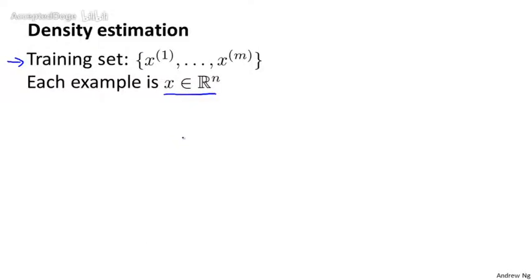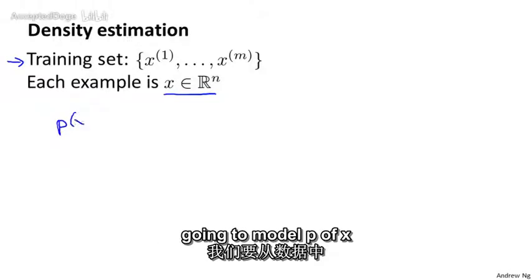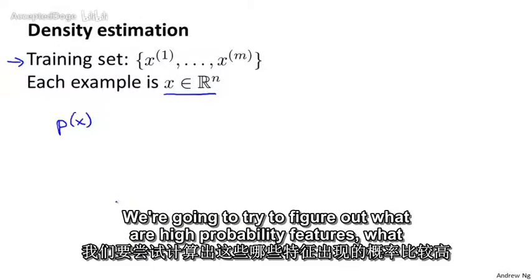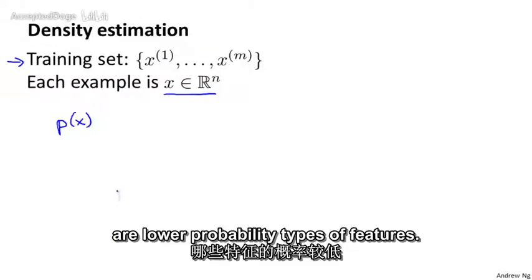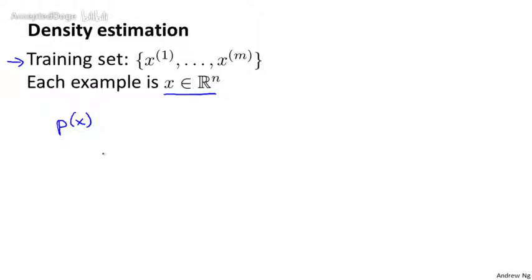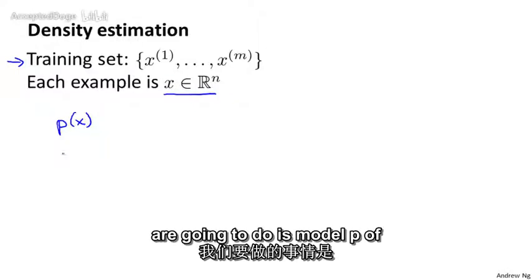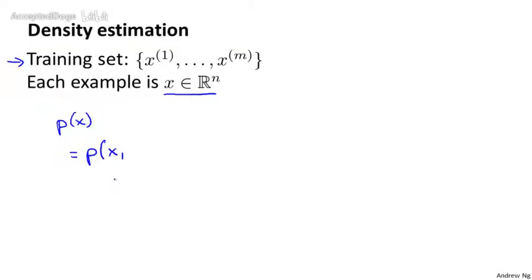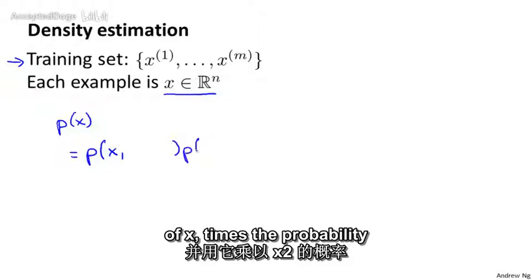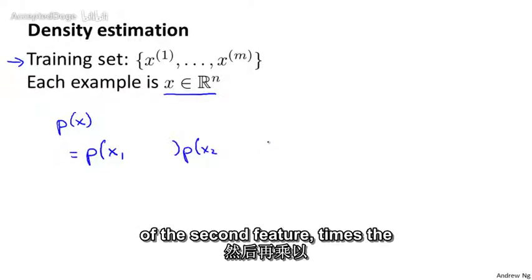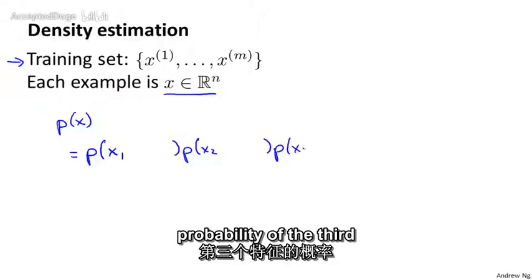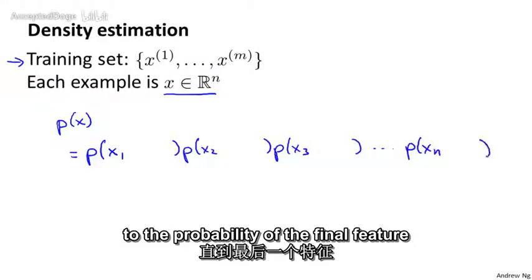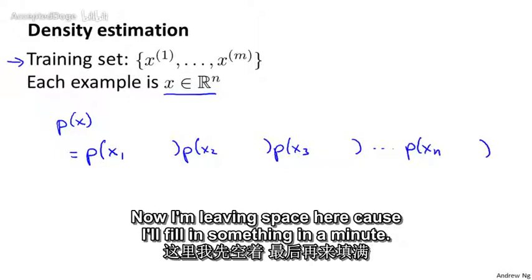The way we're going to address anomaly detection is we're going to model P of x from this data set. So we'll try to figure out what are high probability features and what are low probability types of features. So x is a vector, and what we're going to do is model P of x as probability of x1, that is of the first component of x, times the probability of x2, so probability of the second feature, times the probability of the third feature, and so on, up to the probability of the final feature xn. I'm leaving space here because I'll fill in something in a minute.